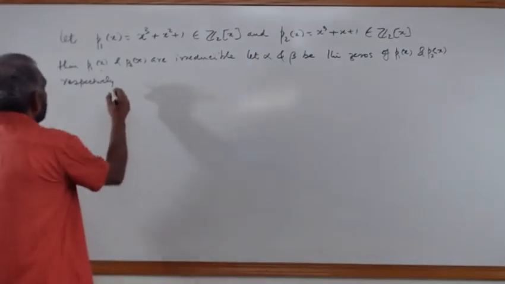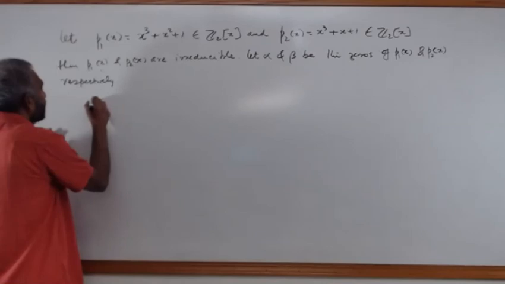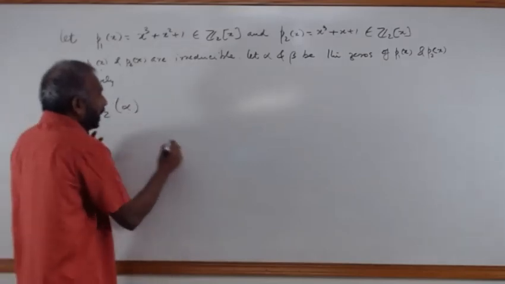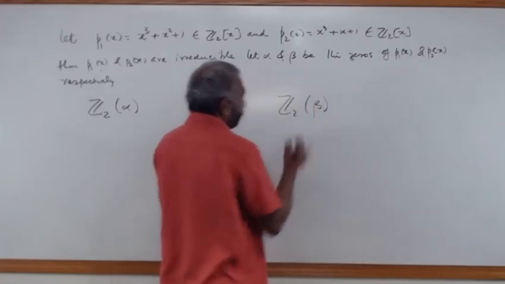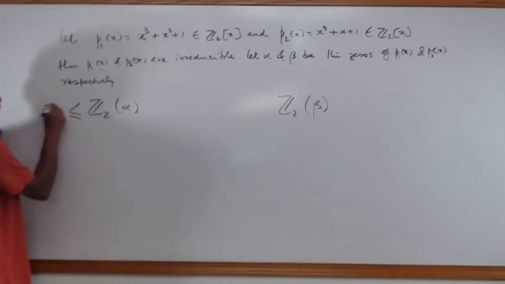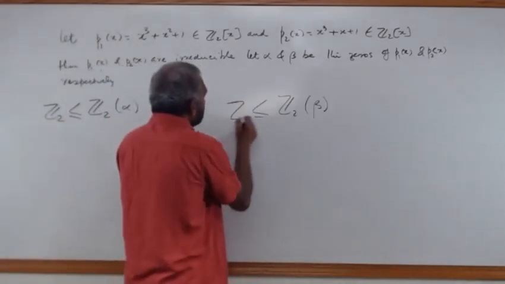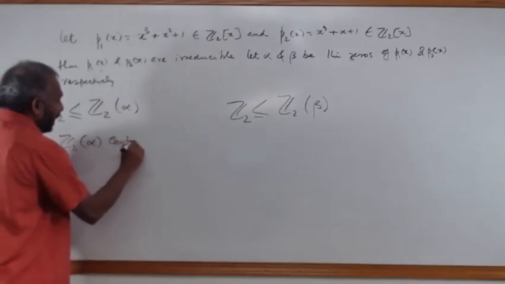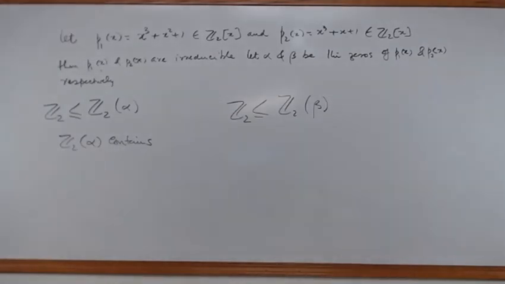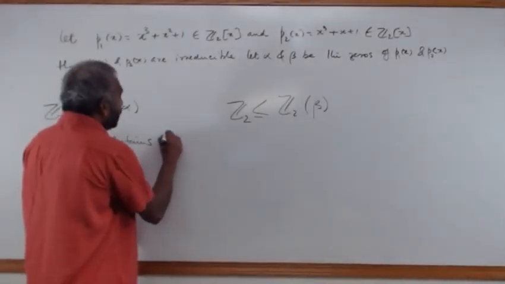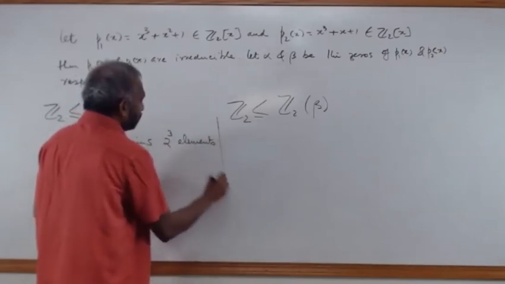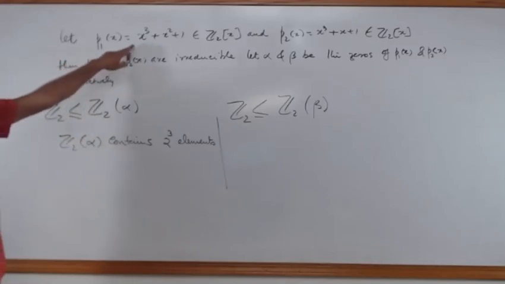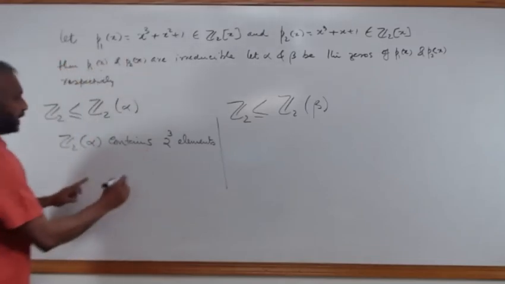So we have a simple extension here. There are two simple extensions. One is Z2 of alpha and another one is Z2 of beta. Both are extensions of Z2. And Z2 of alpha contains how many elements? 2 cube elements. Why? Z2 has 2 elements and this is an irreducible polynomial of degree 3, so it has 2 to the power of 3, that is 8 elements.